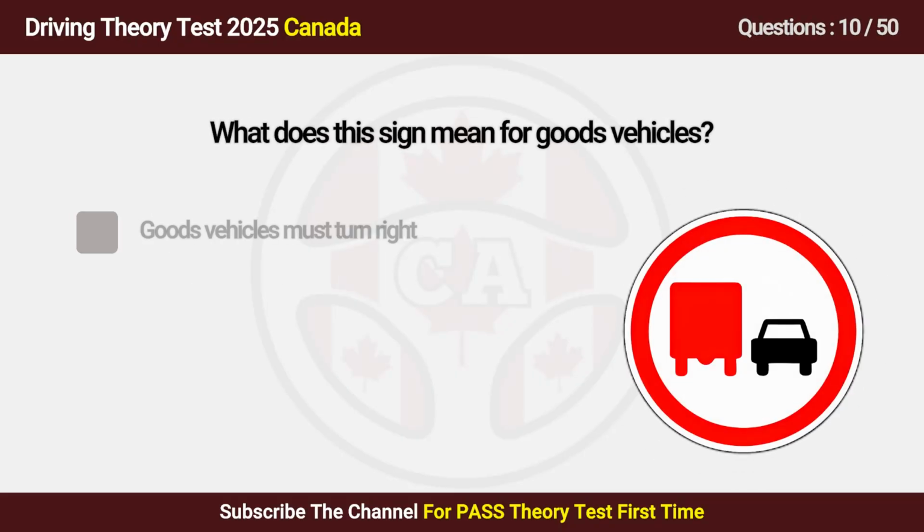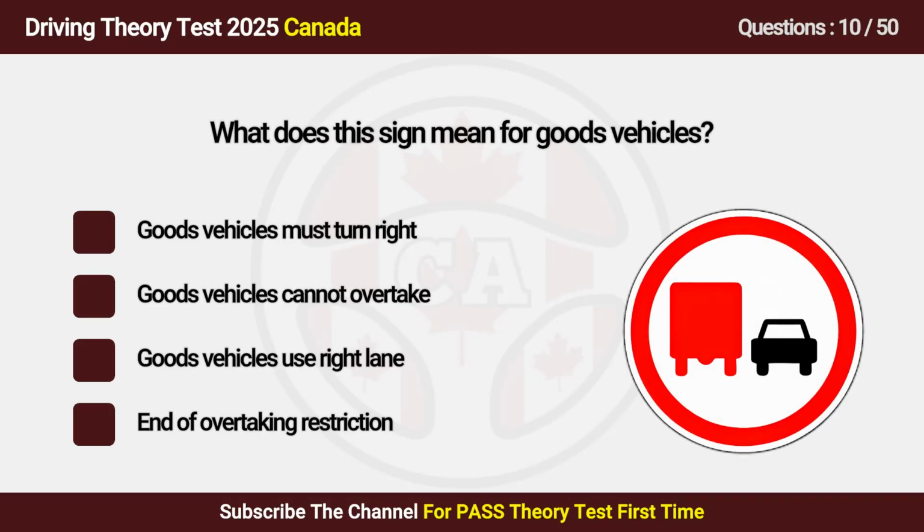Question 10. What does this sign mean for goods vehicles? A. Goods vehicles must turn right. B. Goods vehicles cannot overtake. C. Goods vehicles use right lane. D. End of overtaking restriction.